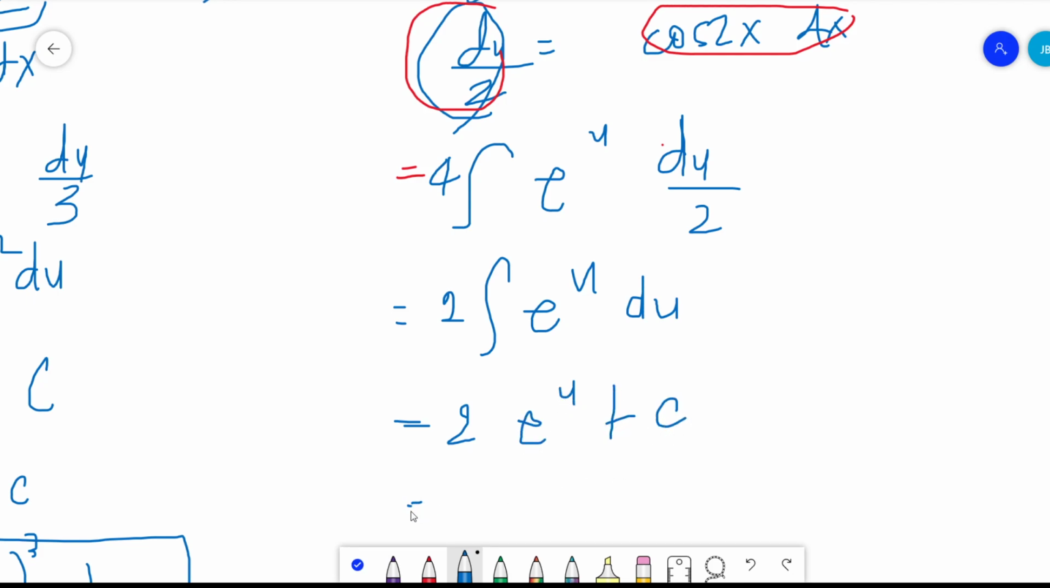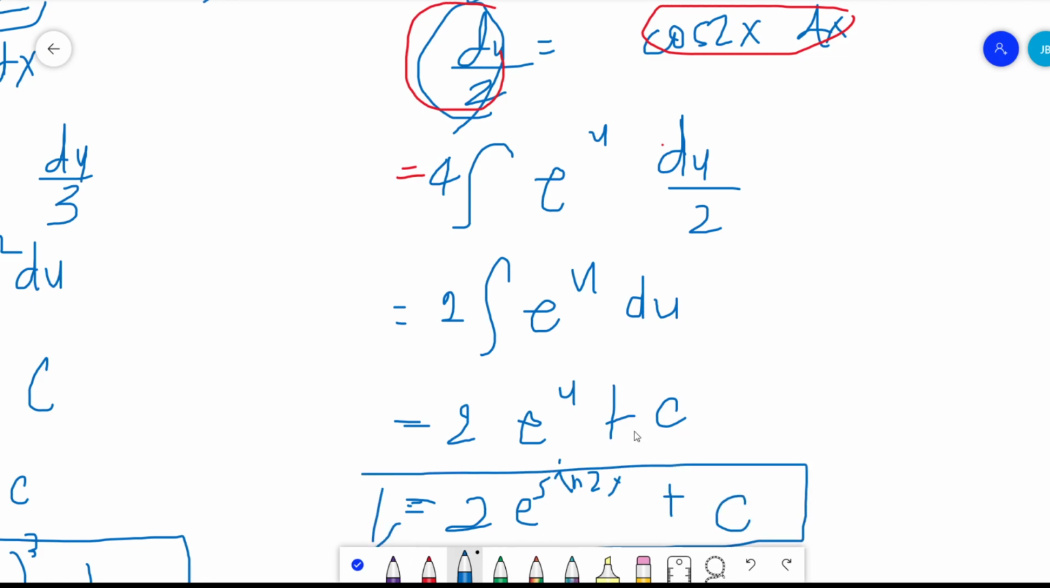Then 2 times the integral of e^u du is just equivalent to e^u plus c. Again, what is our u? That is sine 2x, correct? So that's 2e^(sin 2x) plus c. This is our final answer.